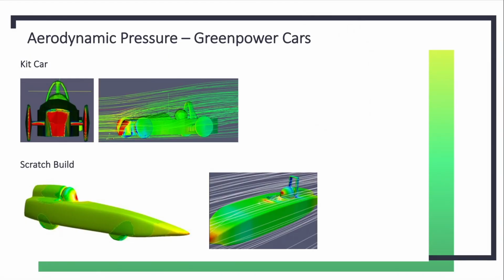And I've got a couple of examples here. One of kit cars and one of scratch builds. So looking at the first kit car, we can see that we have high pressure regions on the front of the wheel, on the arm between the body and the wheel, on the front of the nose, and then the same on the other side. That's quite a lot of pressure regions there. And what in fact we want to do is to minimise them as much as possible.